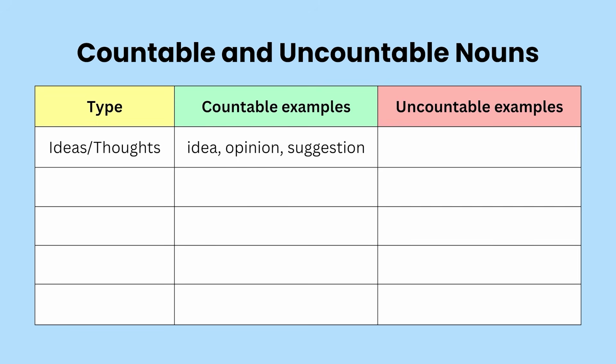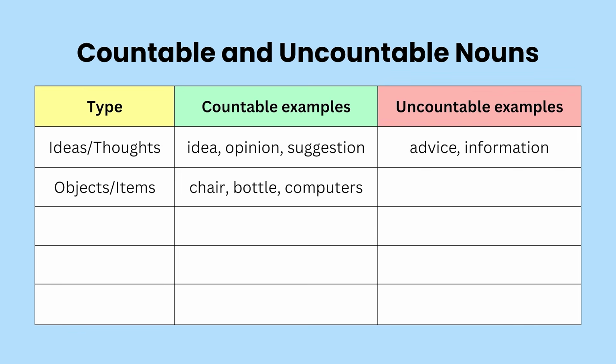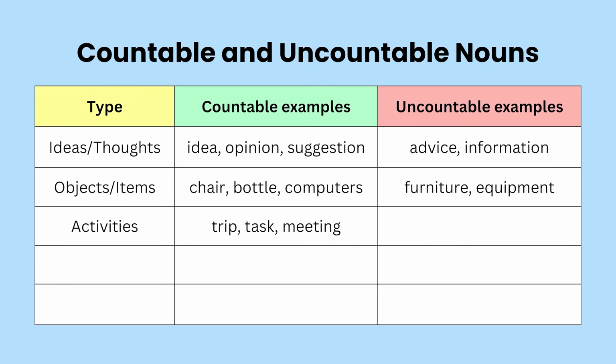Now, when it comes to ideas and thoughts, here are some countable examples. Idea, opinion, and suggestion. So for all of these, we can add s. Ideas, opinions, suggestions. Some uncountable examples are advice and information. So for these ones, we cannot add an s. When it comes to objects or items, most of the time they are countable. So chair or chairs, bottle, computers. Some uncountable examples are furniture and equipment. So we can't add an s here.